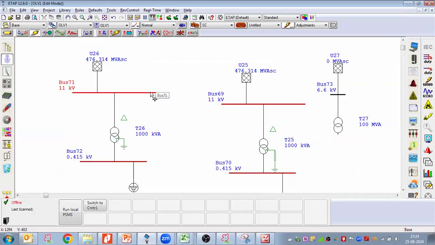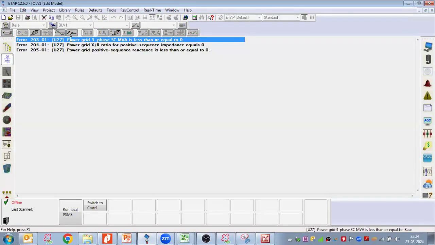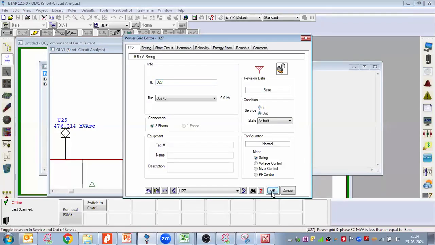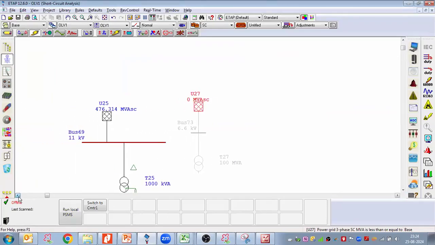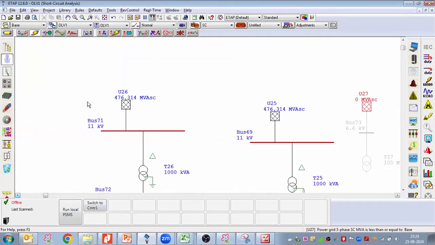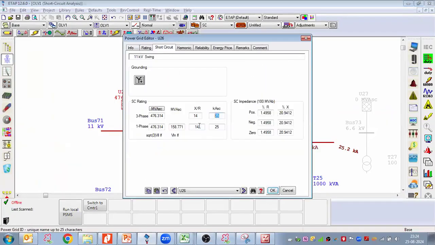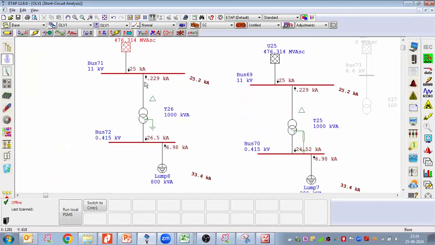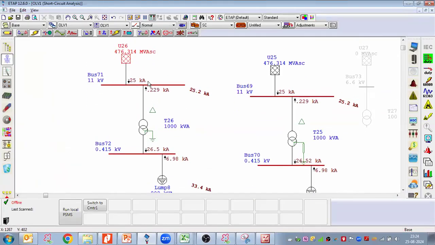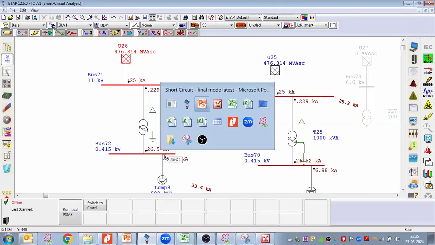And this bus we call the grid bus. So whatever fault we have specified at the grid, that fault will come here. 25 we have specified here, so 25 coming here as well. Contribution by the grid, and this much contribution by the load to here. So we can know this bus short circuit rating, and we can know this circuit element short circuit rating as well.